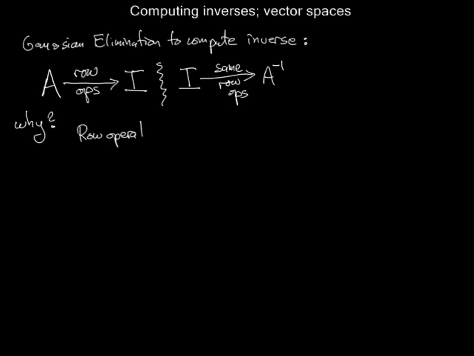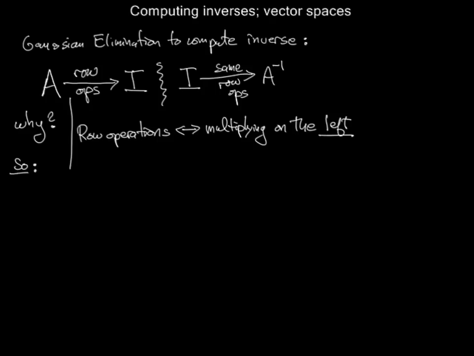Well, remember that row operations are given by multiplication on the left by a matrix. So let's look at this first set of row operations, which converts A to the identity, and let's call that matrix M. So what we have is that M times A is the identity.